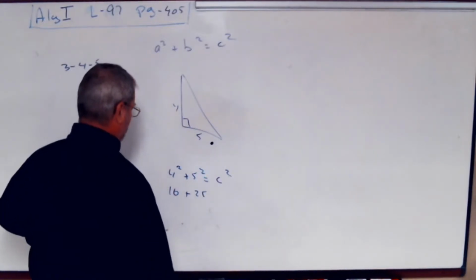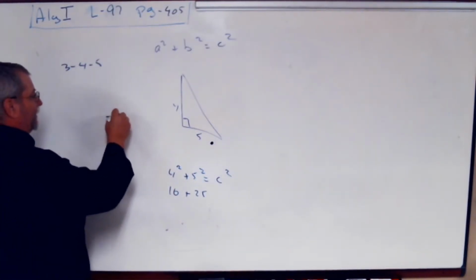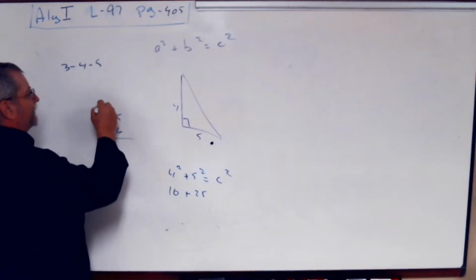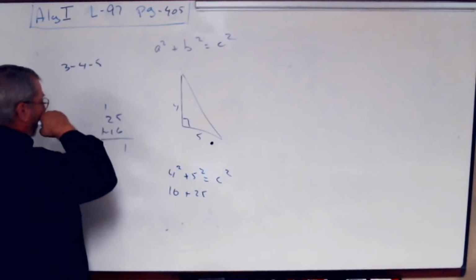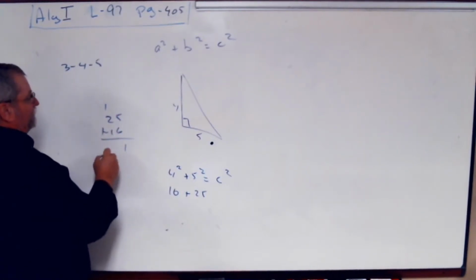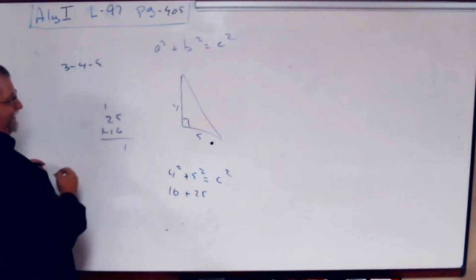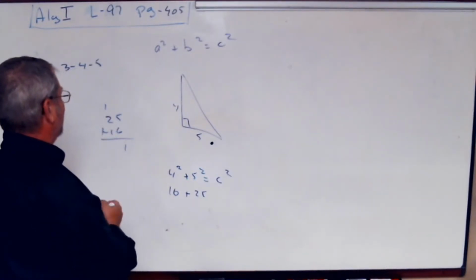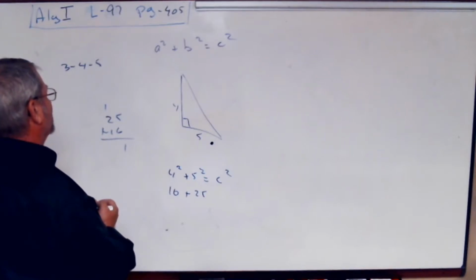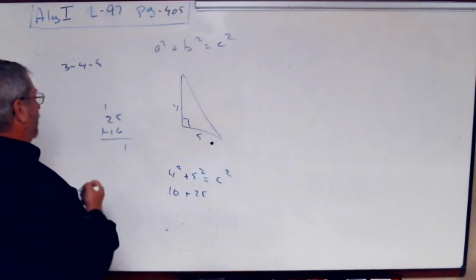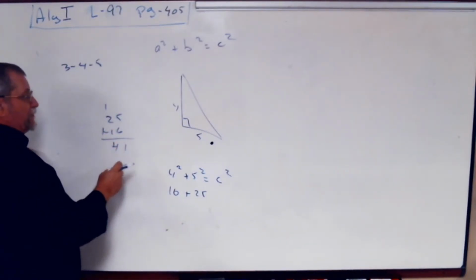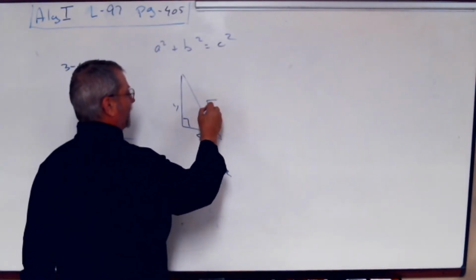25 plus 16. I can't even think. Did I do that right? 4 squared is 16. 6 and 5 is 11. Carry the 1. That's 41, right? So this number here is radical 41.